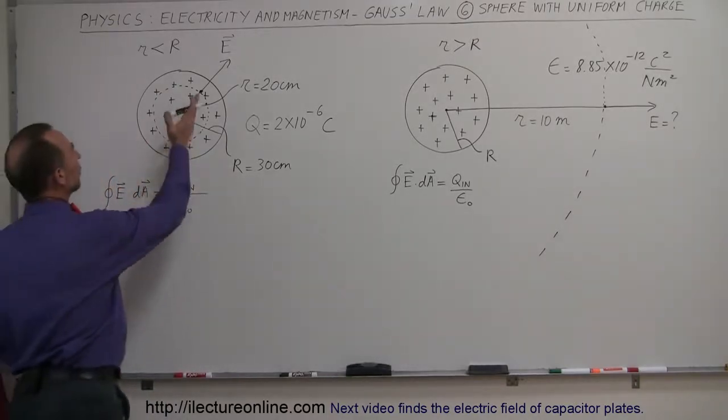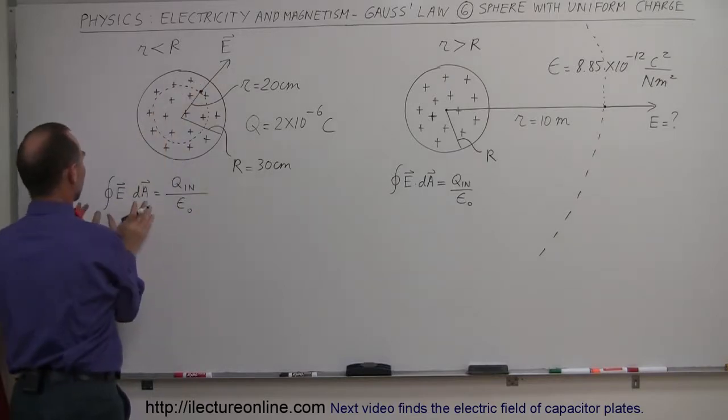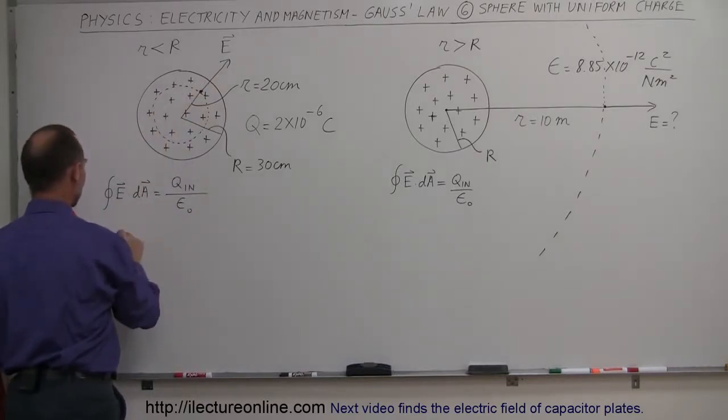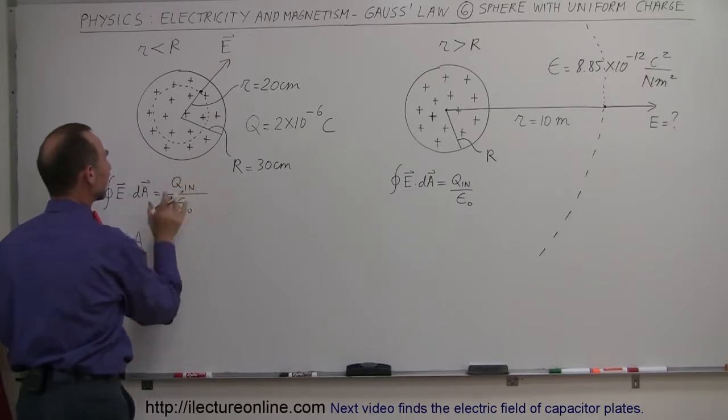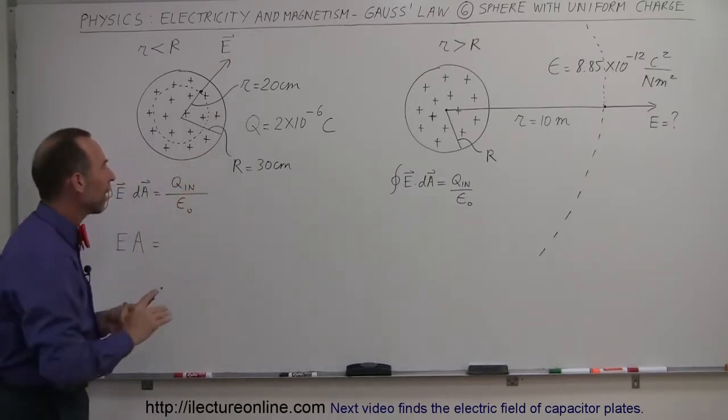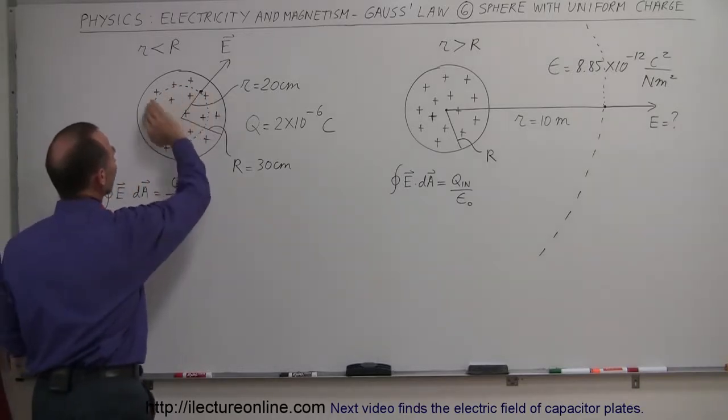So since the electric field will be perpendicular to the Gaussian surface, this part of the equation simply becomes the strength of the electric field times the total surface area of the Gaussian surface, so let's call that A, and that equals the charge inside divided by epsilon sub naught. So how much charge is now inside the Gaussian surface?